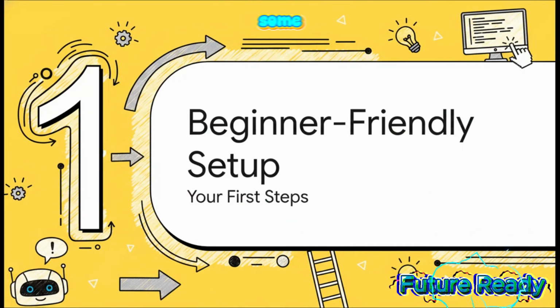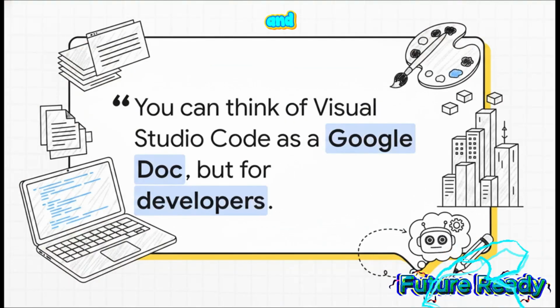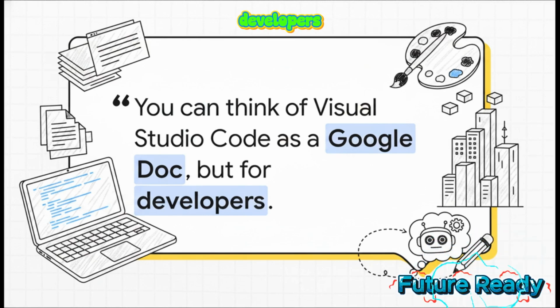Okay, I know what some of you are thinking. Coding, commands, that sounds complicated, right? But stick with me here, because the setup is actually way more beginner-friendly than you'd expect. Let's walk through your first steps. And to make this even simpler, I love this analogy. You can think of Visual Studio Code, which is the main tool we'll use, as a Google Doc, but for developers. That's it. It's not some scary, complex thing. It's just the blank page where you and your AI copilot are going to create stuff.